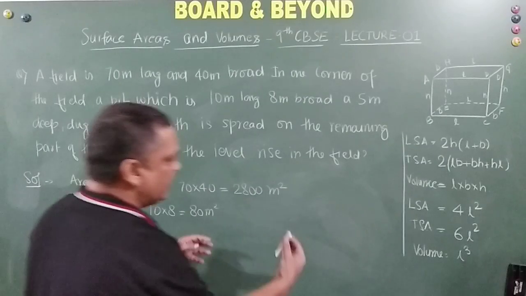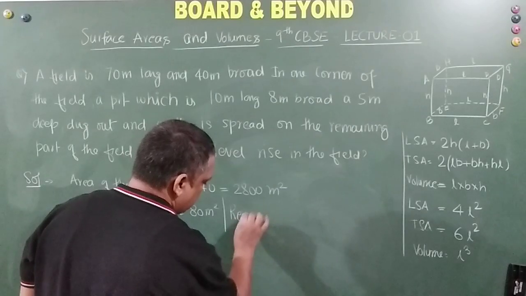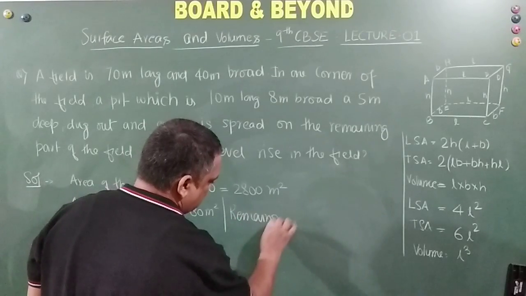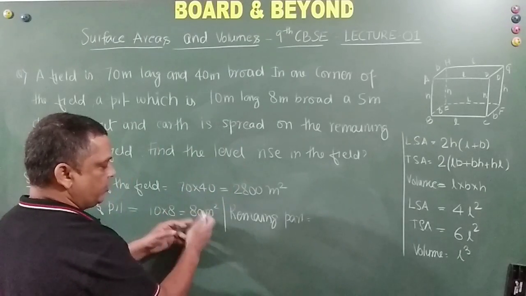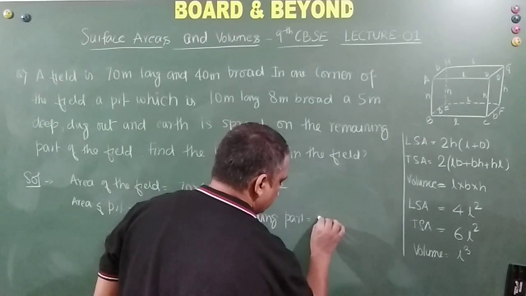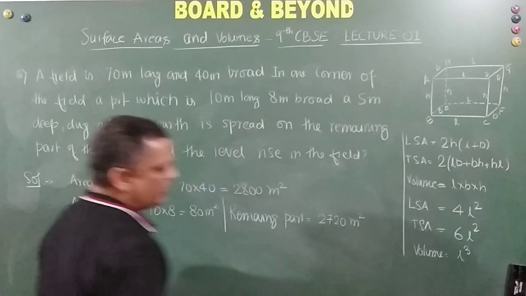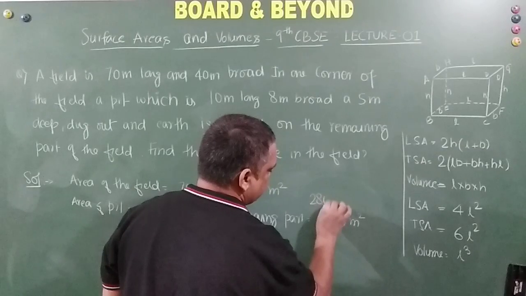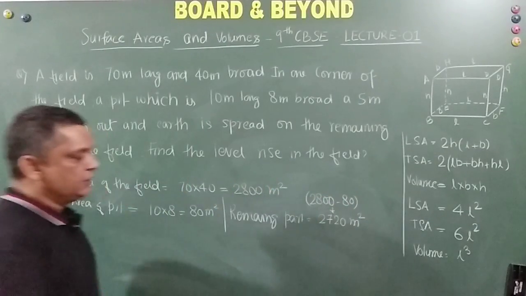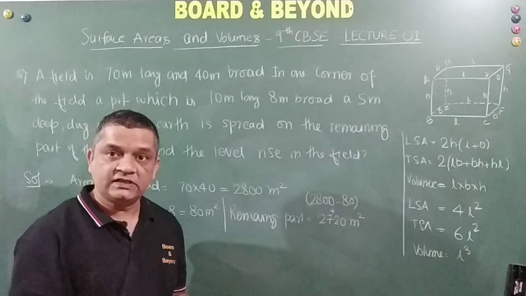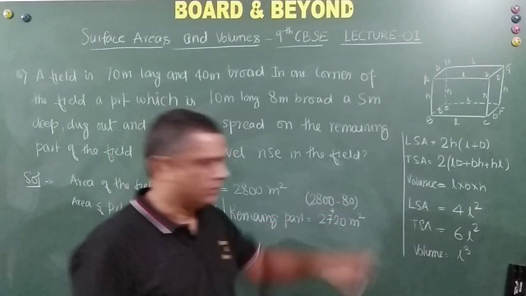So now the remaining part of the field is how much? Remaining part of the field is nothing but 2800 minus 80, that is equal to 2720 meter square. You are getting my point? This has come from 2800 minus 80. So this is the remaining part of the field on which I will be spreading the earth which I have taken out from this pit, which I drew just now.